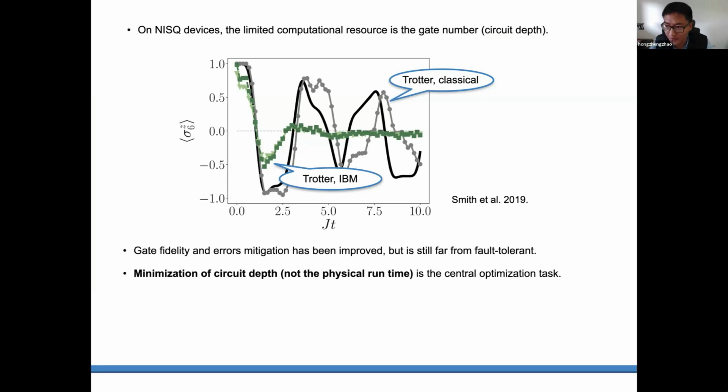But then over the recent years, we saw so many news from Google and IBM that they reach higher and higher gate fidelity, and we also know that you can develop many error mitigation methods to reduce these errors. But we have to admit that we are still far from fault-tolerant quantum computing. Therefore, minimization of the circuit depth rather than the physical runtime is indeed the current central optimization task for digital quantum simulation. So this actually motivates our research.